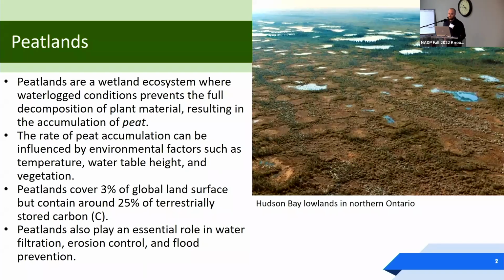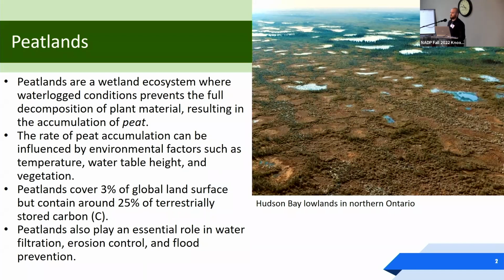Okay, so peatlands are a wetland ecosystem where waterlogged conditions prevent the full decomposition of plant material, resulting in the accumulation of peat. And the rate of peat accumulation can be influenced by environmental factors, such as temperature, water table height, and type of vegetation. And although peatlands cover only about 3% of the global land surface, they contain around 25% of terrestrial stored carbon.